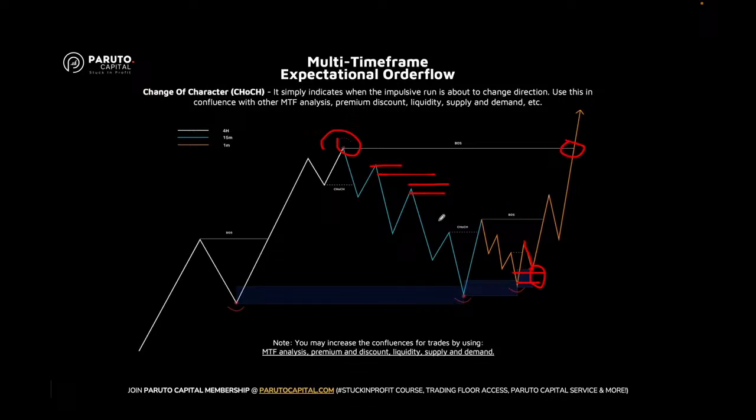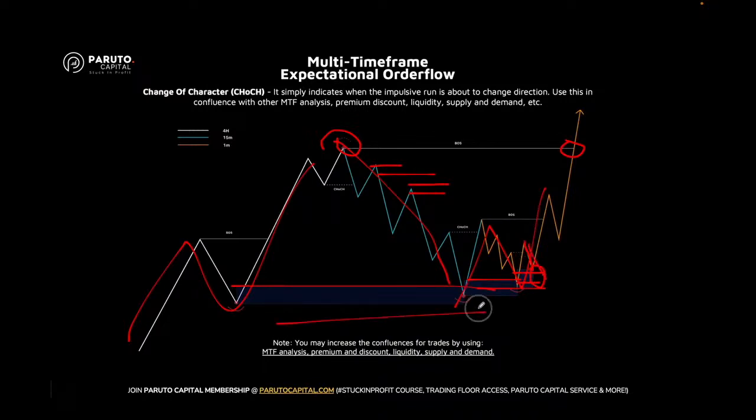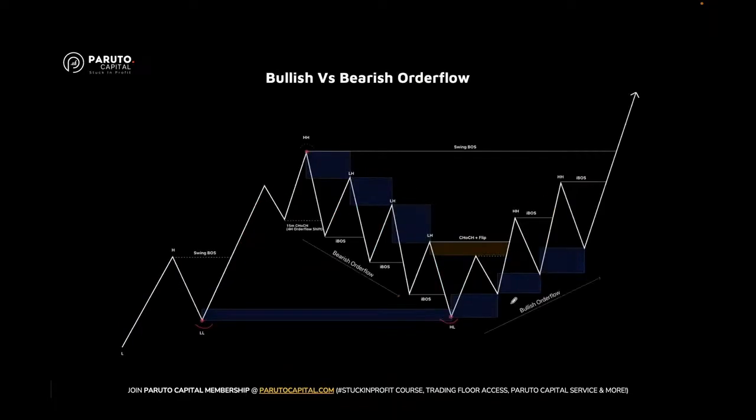So the expectational order flow concept is to say that because the market is trending up, we expect the market to continue to trend up. Eventually we expect that this will be protected, and that all of the zones will also be protected, and that the market is going to always obey market structure. All right, now let's look at this in much more depth.